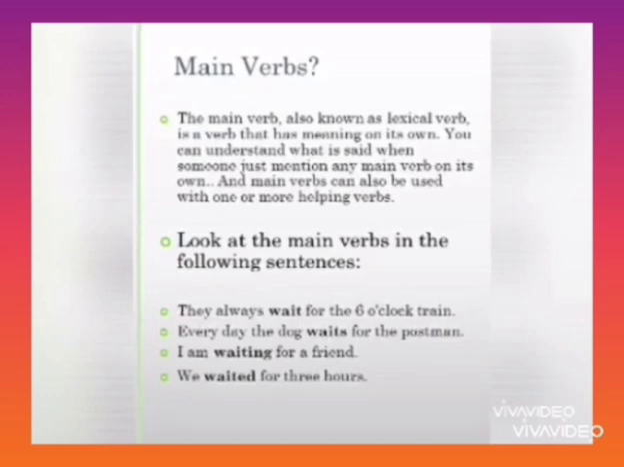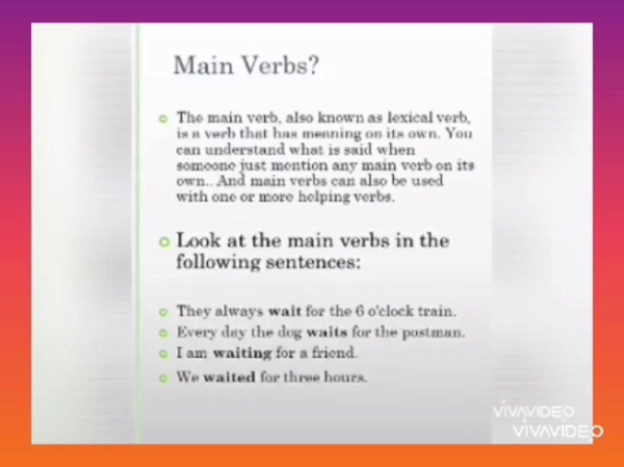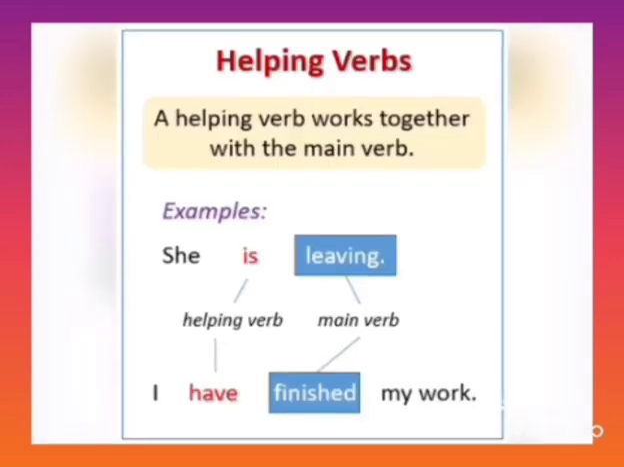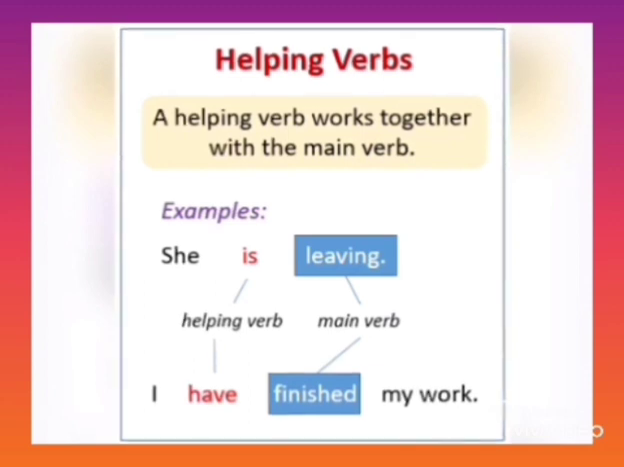They always wait for the 6 o'clock train. Every day the dog waits for the postman. I am waiting for a friend. We waited for 3 hours. You can see that here the main verbs are written in bold and the main verbs are placed after the helping verbs. Look at this picture also.